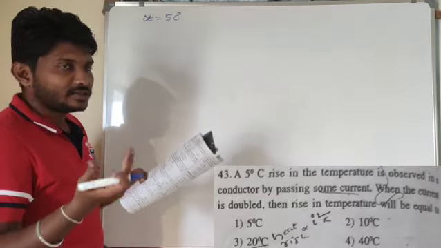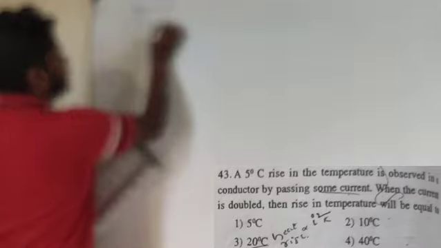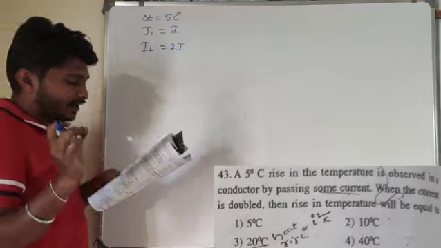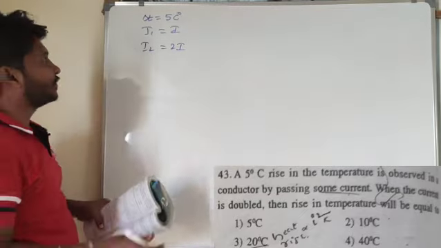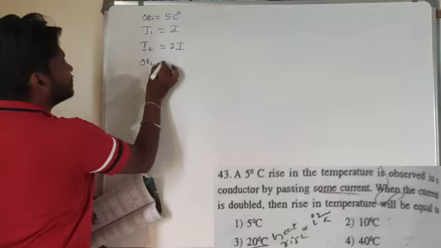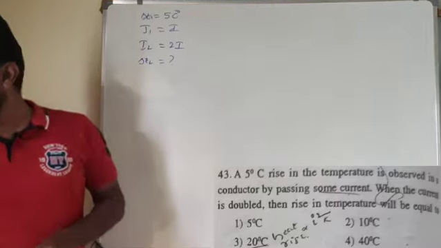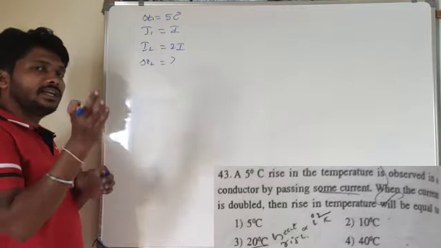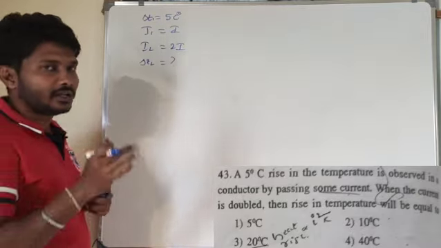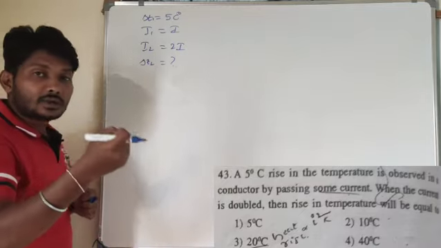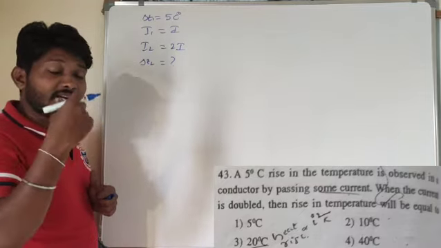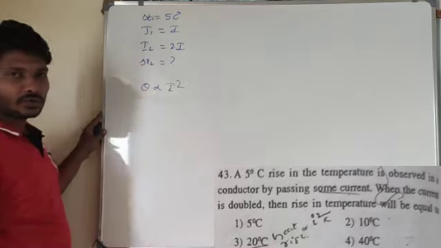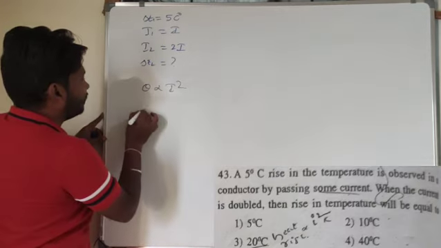When current is doubled, let me take the initial current I1 as I and I2 as 2I. When current is doubled, what is the rise in temperature? Delta T1 is 5, so what about delta T2? I have to find the relation between current and temperature. In dealing with the electric fuse, we got that temperature is proportional to I square. I want to find delta T2.